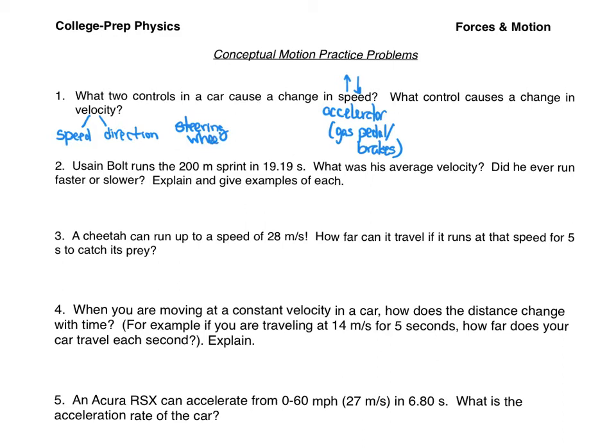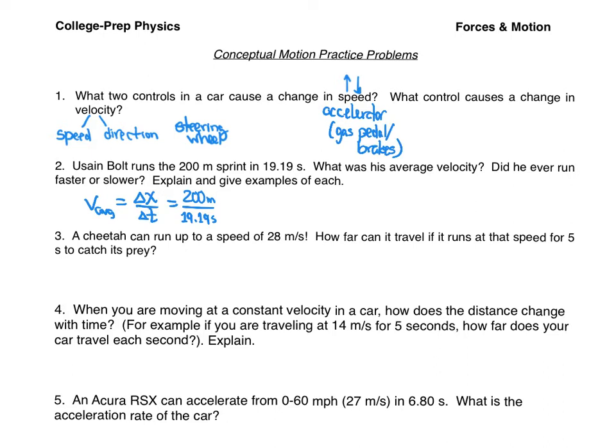All right. Number two, Usain Bolt runs the 200-meter sprint in 19 seconds. What was his average velocity? Did he ever run faster or slower? In class we saw the 100-meter, but he also ran the 200. To find the average velocity, it's just distance or change in position, delta x, over change in time, which is our t. So he's running 200 meters this time in 19.19 seconds. And if you grab your calculator for a moment.